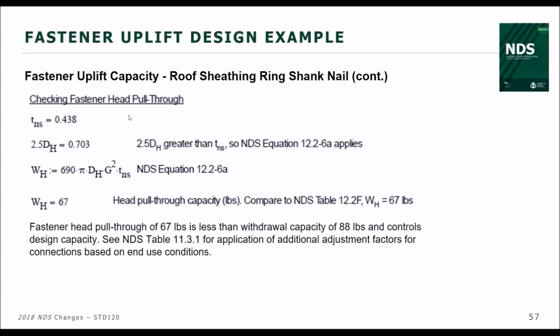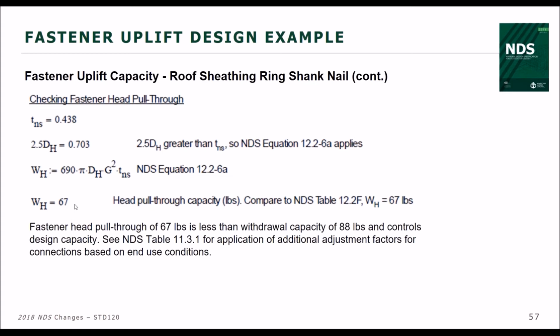So now we've got new provisions to check fastener head pull-through. So continuing the example with the net side member thickness, we're going to calculate a head diameter, and we calculated 2.5 times the head diameter to figure out which equation to use. So we end up using equation 12.2-6A and calculate a head pull-through capacity of 67 pounds.